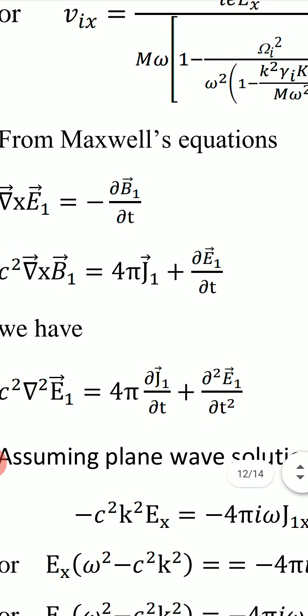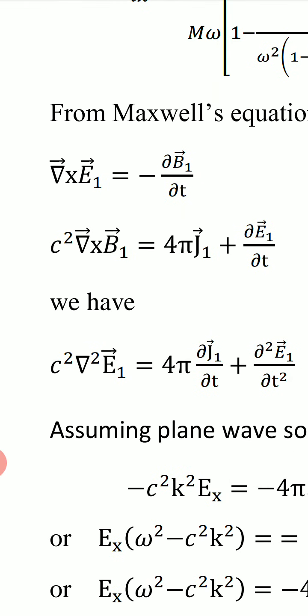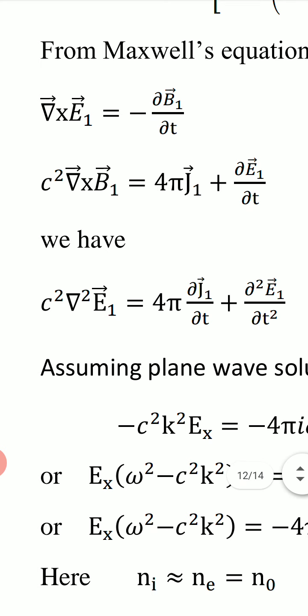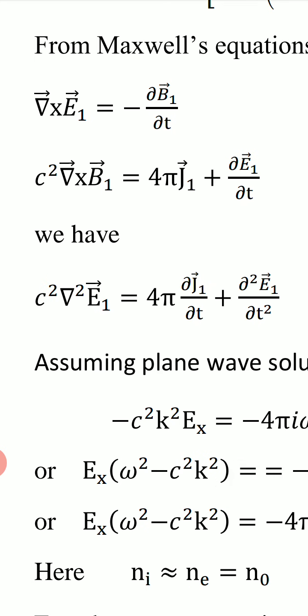Now from Maxwell's equations we have, Maxwell equation is del cross E equal to minus delta B upon delta T. So for small perturbations we write this as del cross E1 equal to minus delta B1 upon delta T. E1 and B1 are small perturbations in E vector and B vector, and the other Maxwell's equation is c square del cross B1 vector equal to 4 pi J1 vector plus delta E1 upon delta T. J1 is also a small perturbation in the value of J.